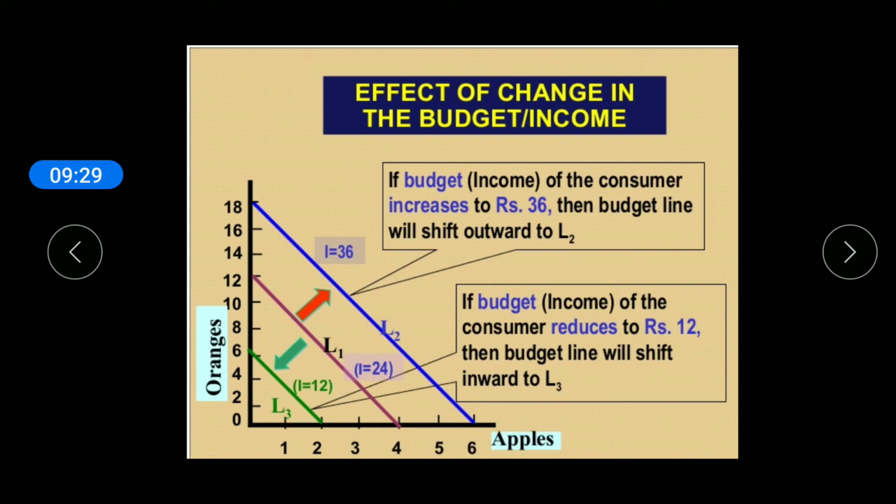Effect of change in the budget line. Students, if the budget of the consumer increases from 24 to 36, then the budget line goes outward, like L1 to L2. It will shift outward to L2. Now the consumer can purchase more quantity of both goods with his limited income. And if the budget of the consumer reduces from 24 to 12 rupees, then the budget line will shift inward to L3. Now he can purchase a low quantity of both goods compared to L1.